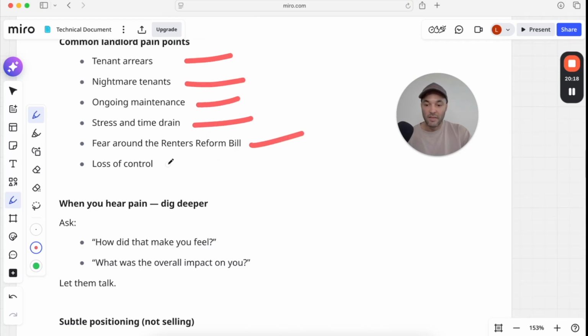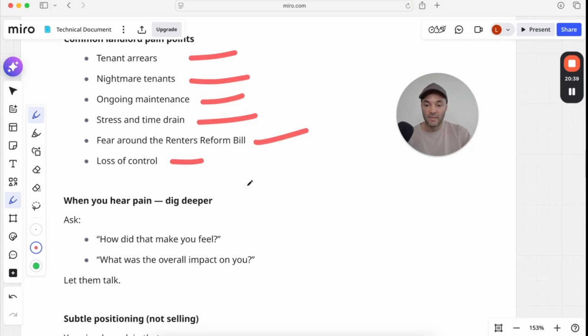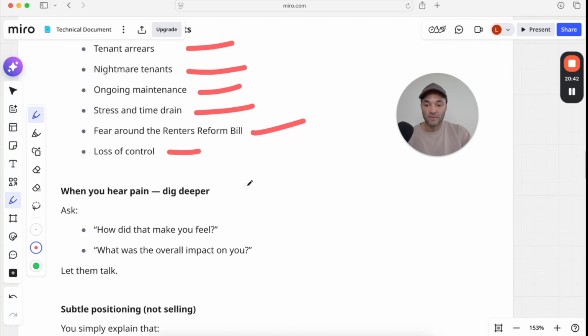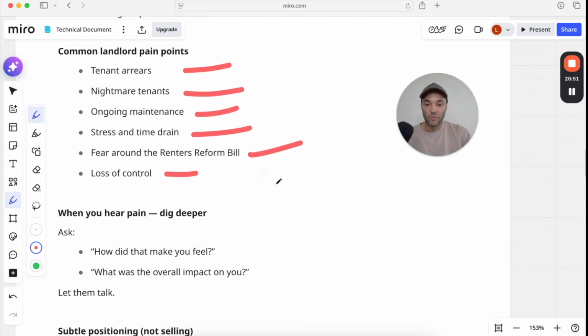They may speak about the loss of control as a landlord because of all the new tenant rights and rules that are coming into play with the renters reform bill. Many landlords feel like they're losing control. They feel like the tenants have more rights than them. And that's why many landlords are considering exiting the market, because they're scared. So when you're on these viewings, have a normal conversation with the landlord, and you should be listening to hear one of these pain points.